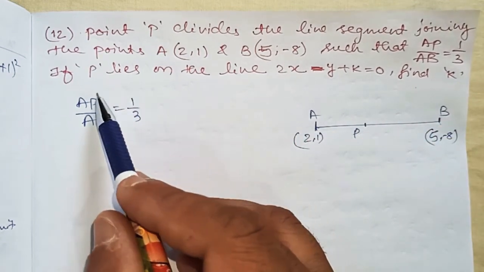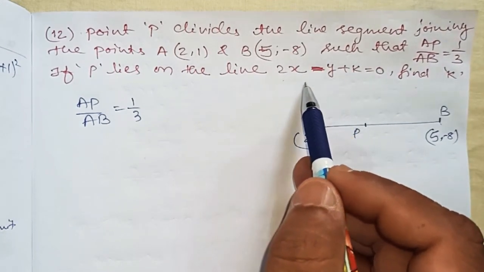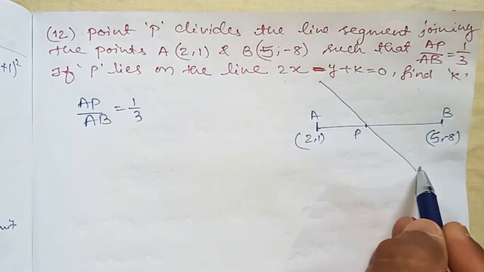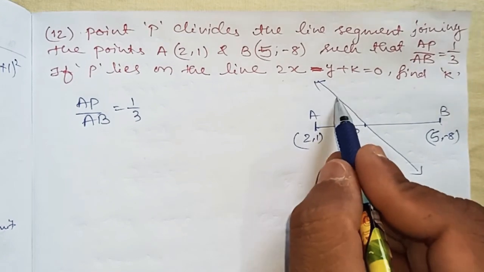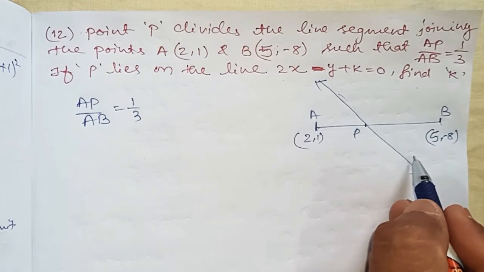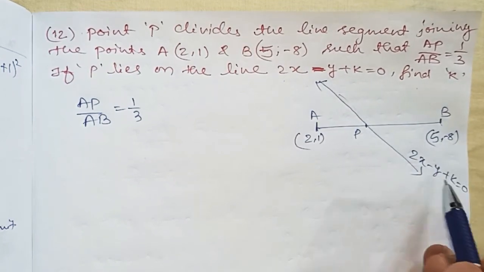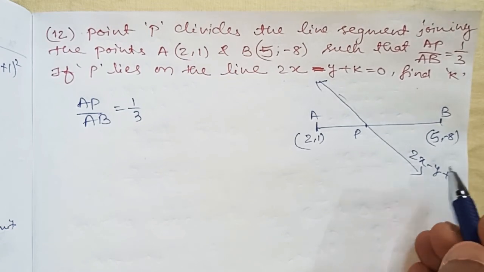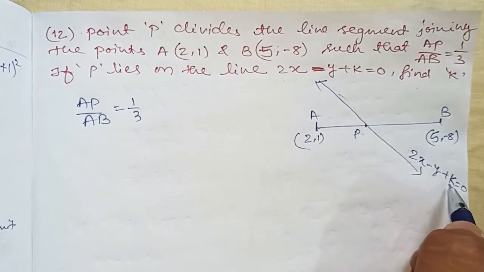If P lies on the line 2x minus y plus k equals 0, there is one more line. Suppose I draw the line like this. P also lies on this line. The equation of this line is 2x minus y plus k equals 0. We have to find the value of k. So first of all we will solve for the coordinates of P, then we will go for k.